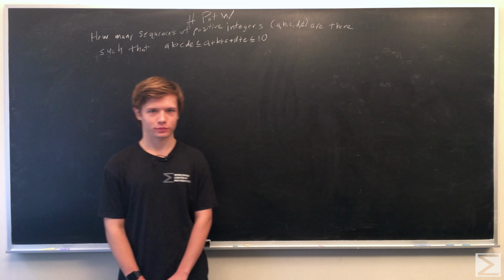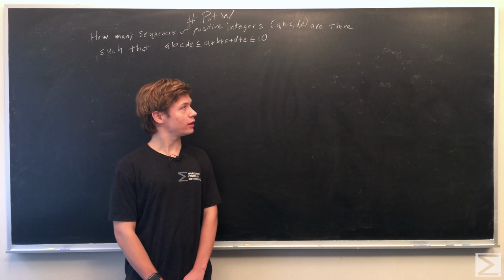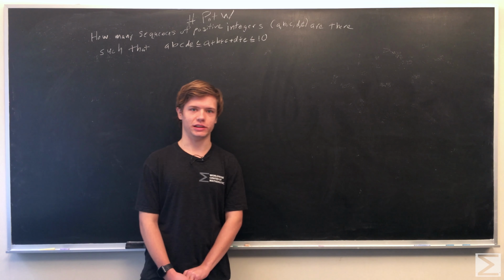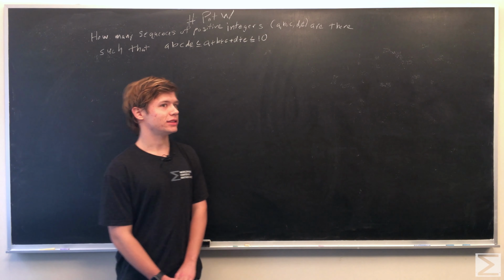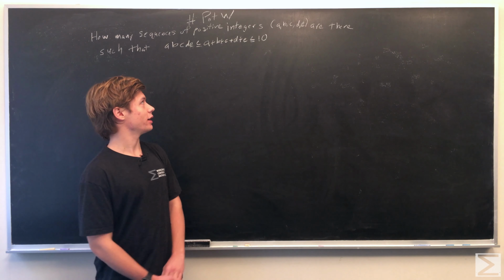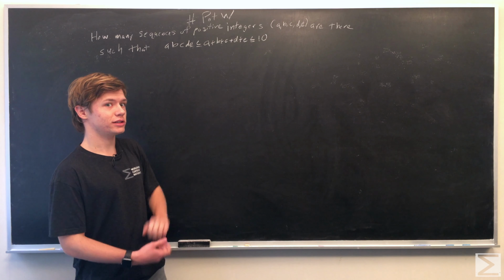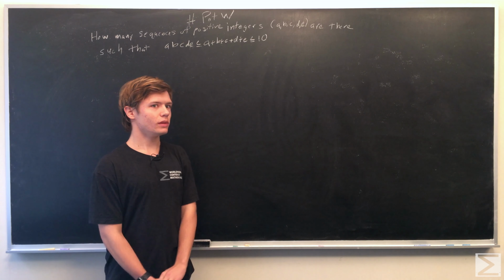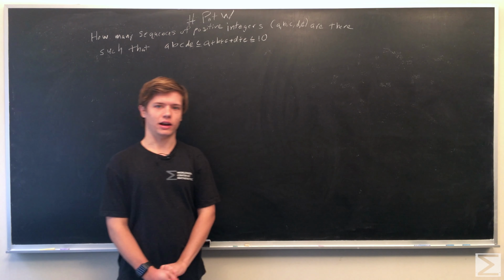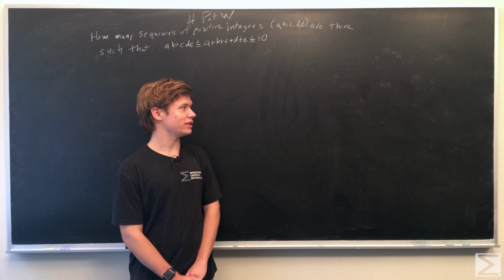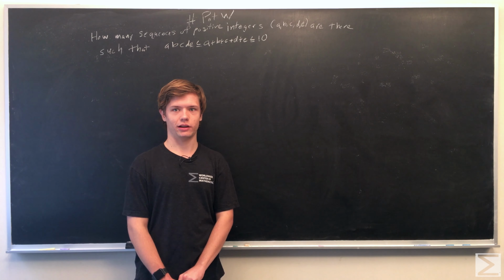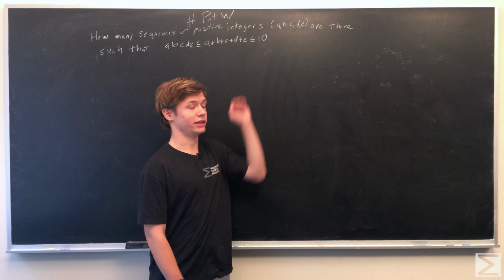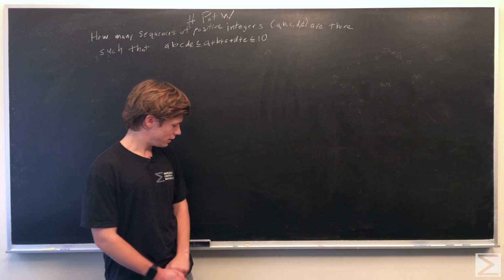For this problem, we're looking at the number of sequences A, B, C, D, and E, where A, B, C, D, and E are all positive integers, such that the product of all five integers is less than or equal to their sum, which is less than or equal to 10. The way we're going to count sequences is to look at sequences based on how many ones they have, or how many integers in these are equal to 1.